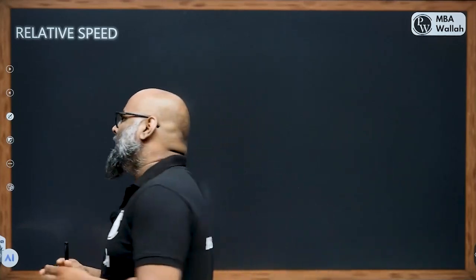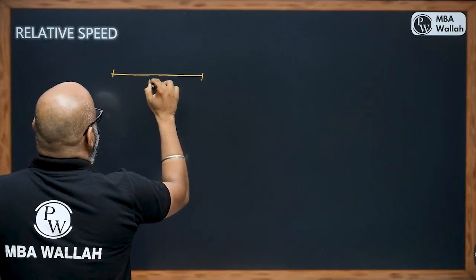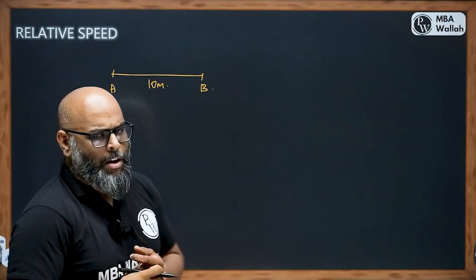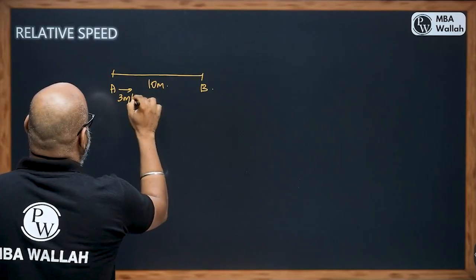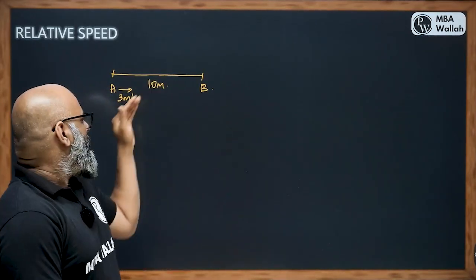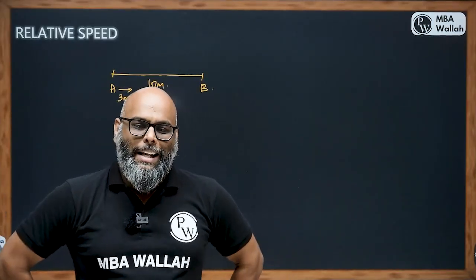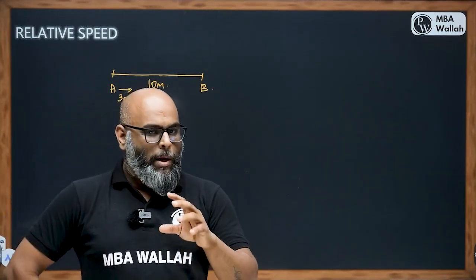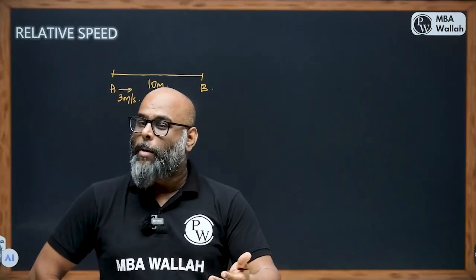So to give you some context, let's say there is a distance of 10 meters between two people A and B. Now if I say A travels at a speed of 3 meters per second, our minds would automatically say time taken to cover the distance will be 10 divided by 3, which is 3.33 seconds. That's simple. But then let's assume that B is also moving. Now if B is moving, will it be 3.3 seconds to reach? Definitely not.